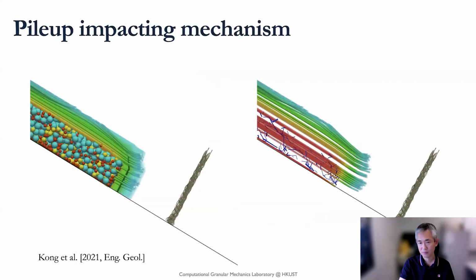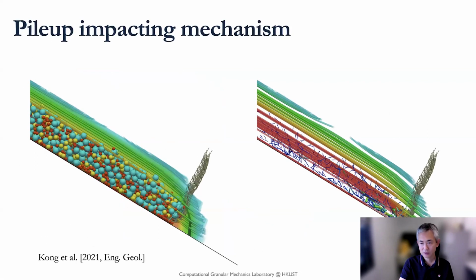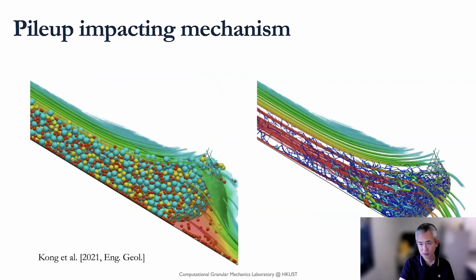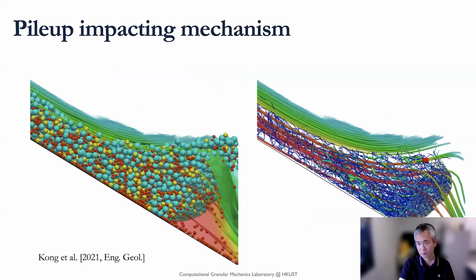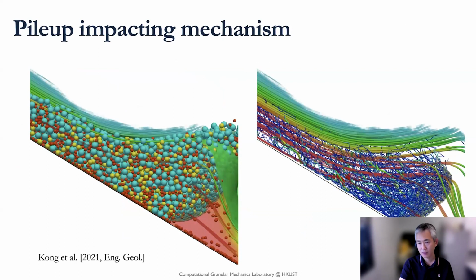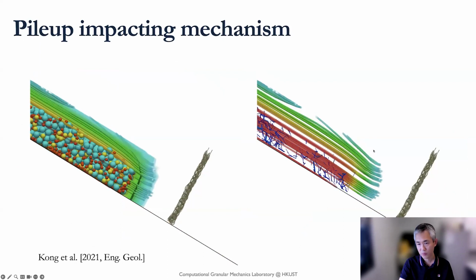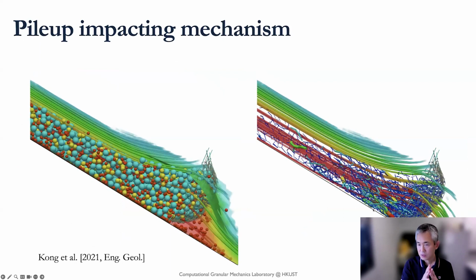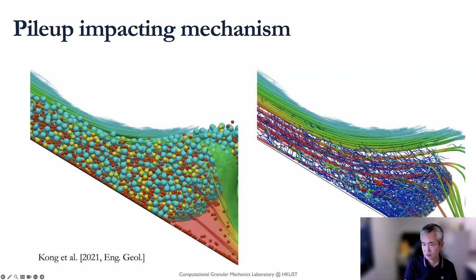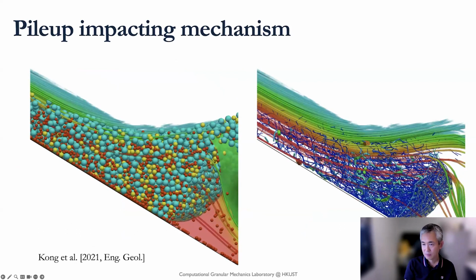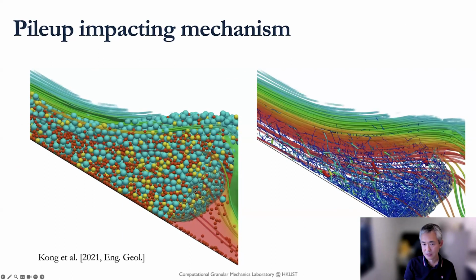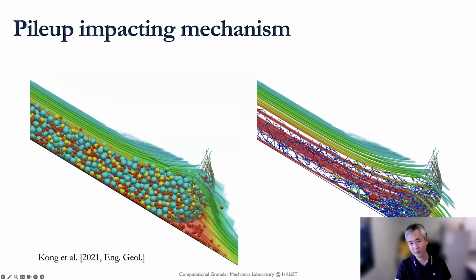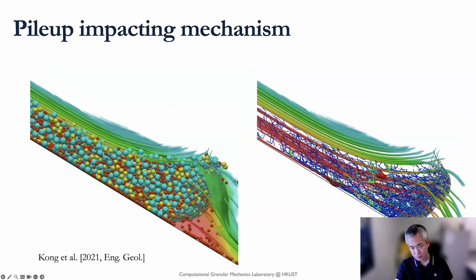Okay, for example, here is an illustration of how the pile-up impact works. On the right is the contact force network, in combination with the flow streamlines, right? The contact force network interacting with this barrier in the pile-up mechanism is totally different from the run-up mechanism here, right?